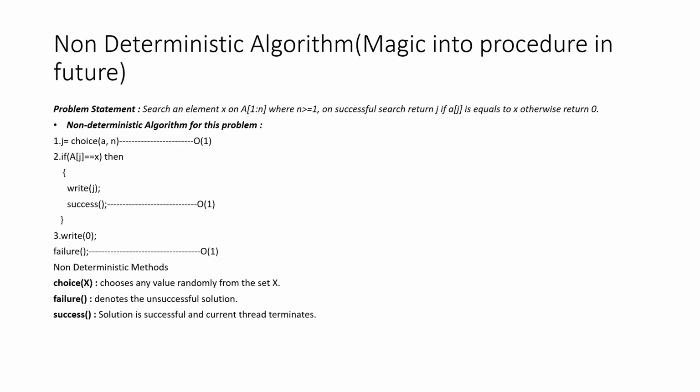That's why we have a heading as magic procedure and future. All these, choice, success, failure, are magic methods, which don't say how their procedure is written. We assume that the running time is polynomial time, that is O(1), and it is left to future researchers to explore and discover a procedure or routine for this method to run in polynomial time.